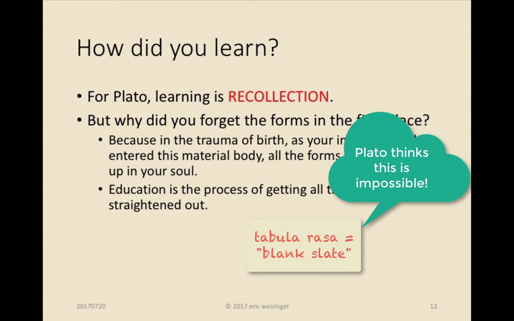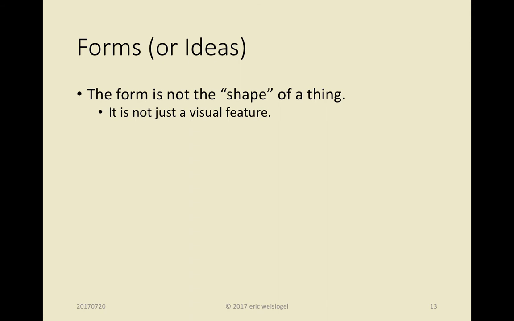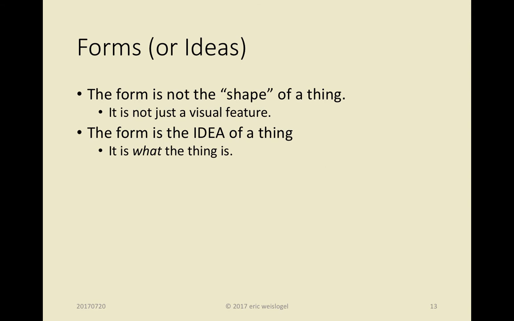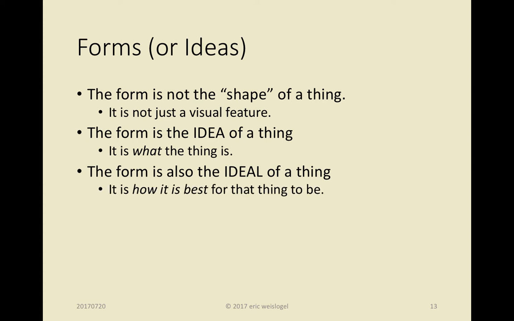All right, so forms are ideas. The form, again, is not the shape of a thing. It's not just the visual feature of something. The form is the idea of the thing. It's what the thing is. But the form is also the ideal of a thing. In other words, the form indicates for any given thing how it's best for that kind of thing to be.